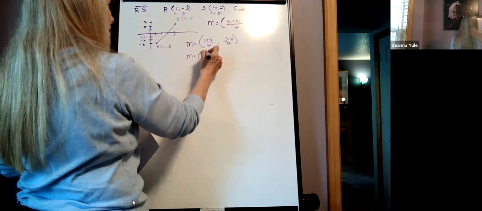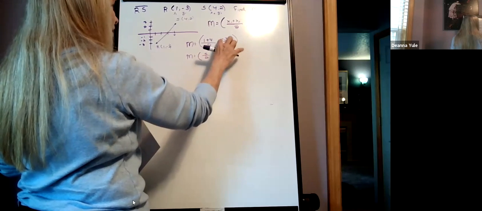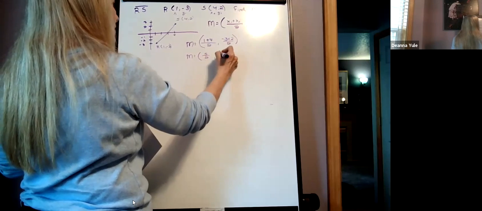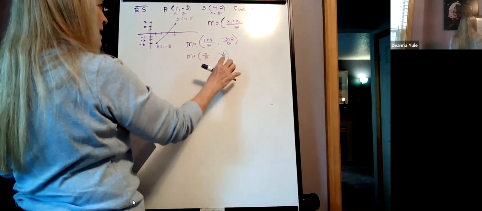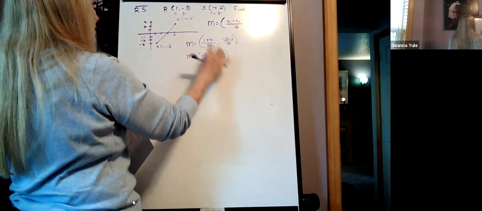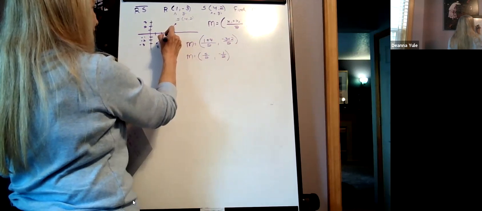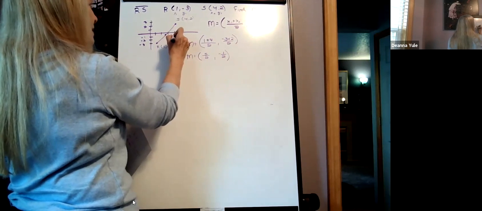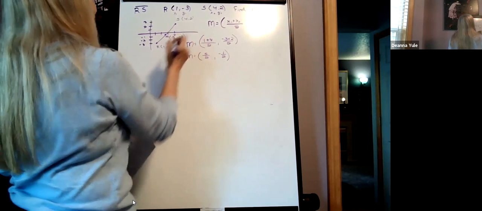1 plus 4 is 5. So this is going to be 5/2 here. -3 plus 2 is -1. So my midpoint is the point 5/2, -1/2. So 5/2 is about 2.5. So we could say that this is the midpoint, which is going to be 5/2, -1/2.